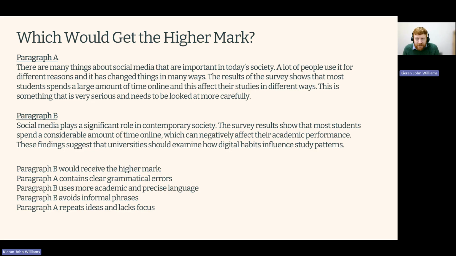So, this example shows that both proofreading and editing matter. Grammar errors can reduce your marks, but also vague language and weak arguments can also reduce your marks as well. So you need to do both proofreading and editing, or in chronological order, editing and proofreading, in order to improve your final grade.